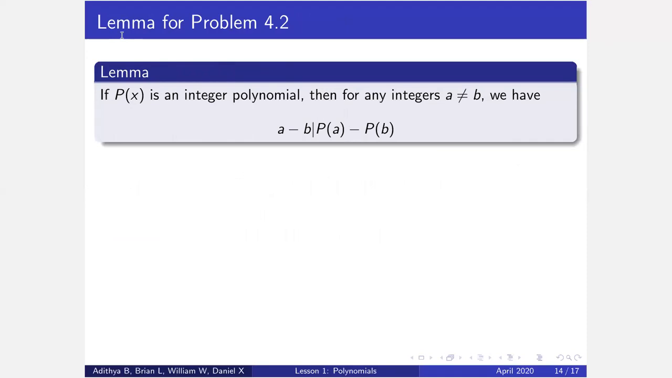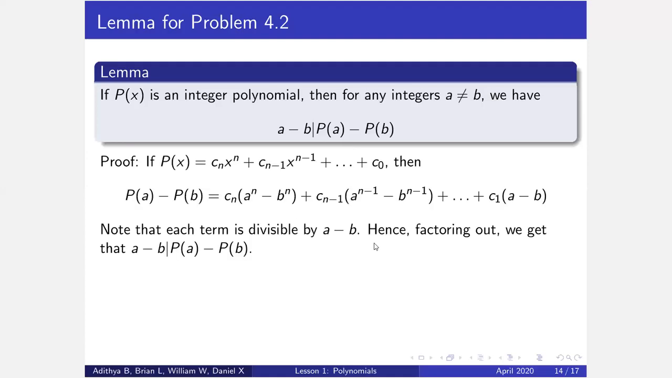When P is an integer polynomial, which is what we have in the question, then a minus b divides P of a minus P of b. And we can prove this pretty easily. If we just subtract the two polynomials and evaluate them at a and b, we get this.